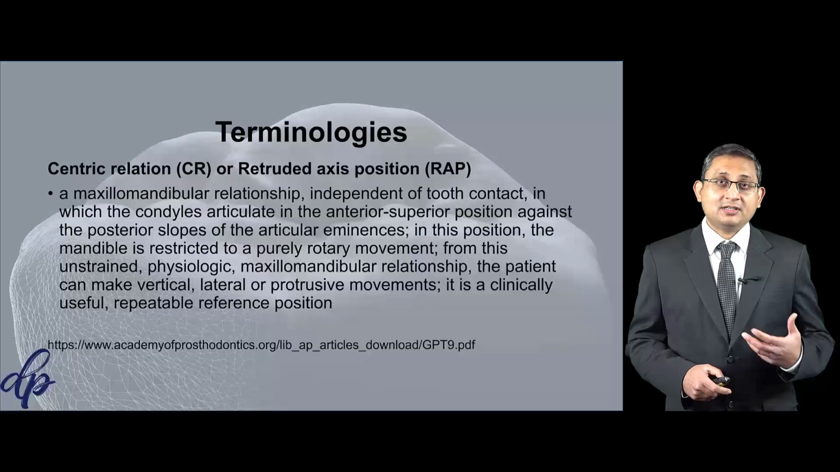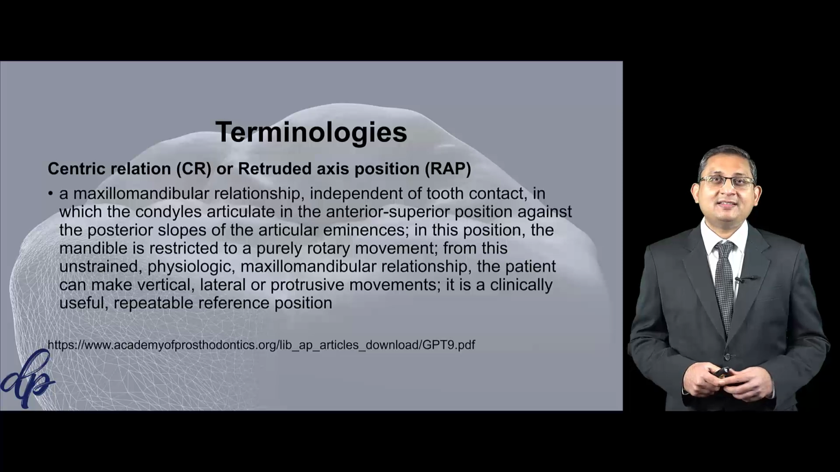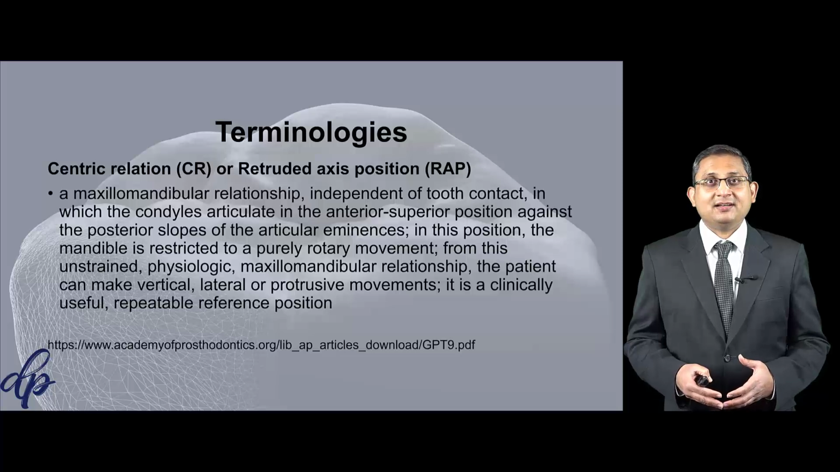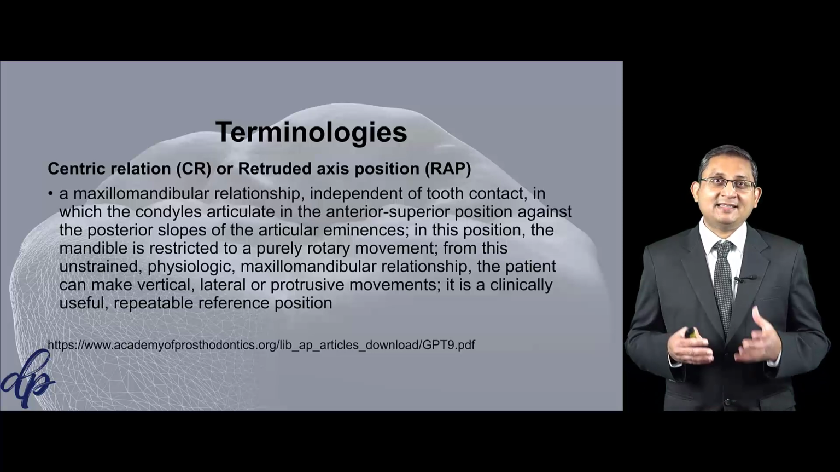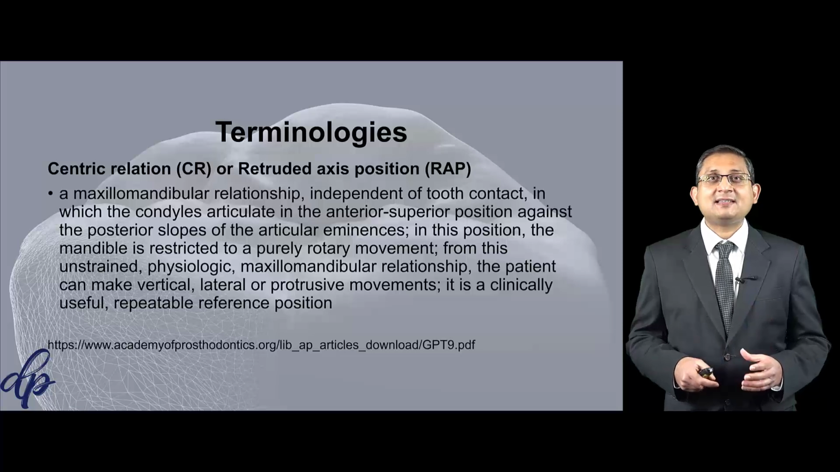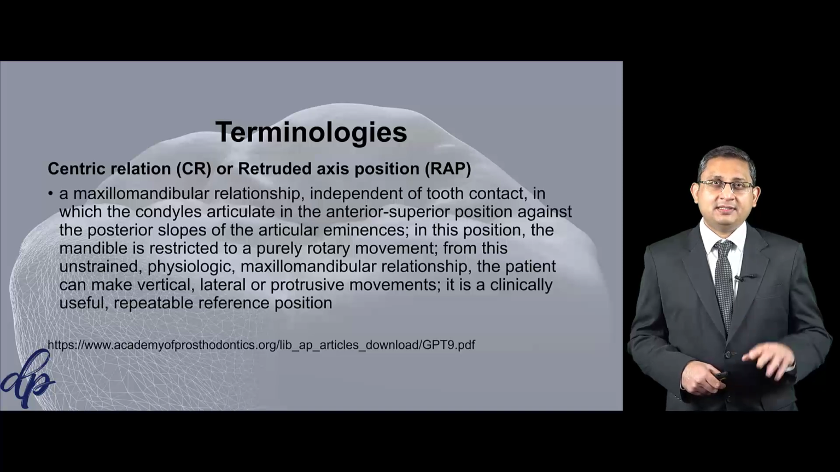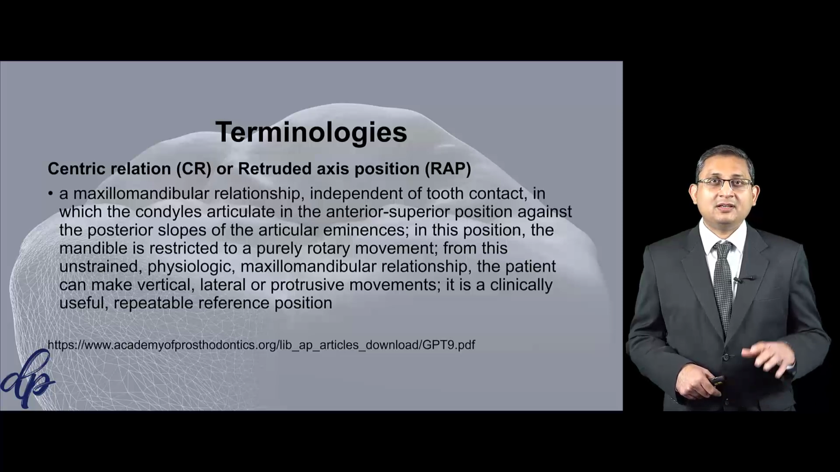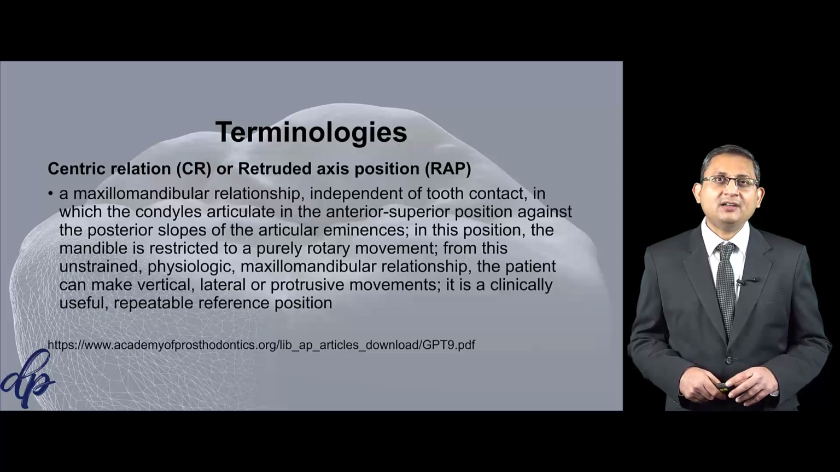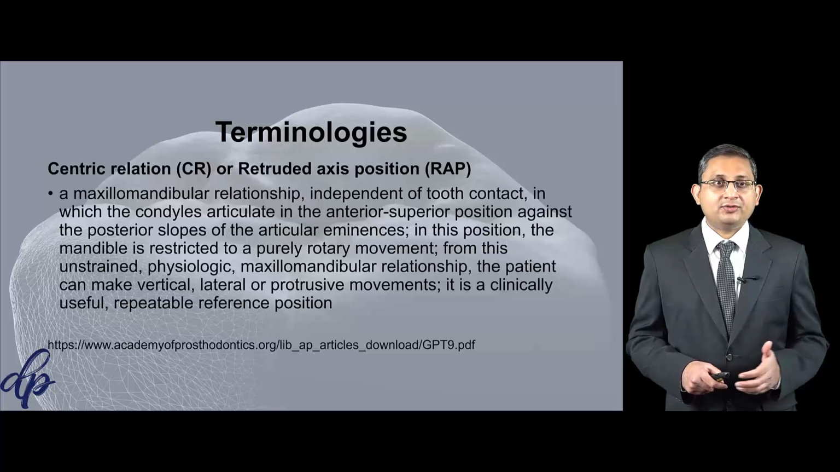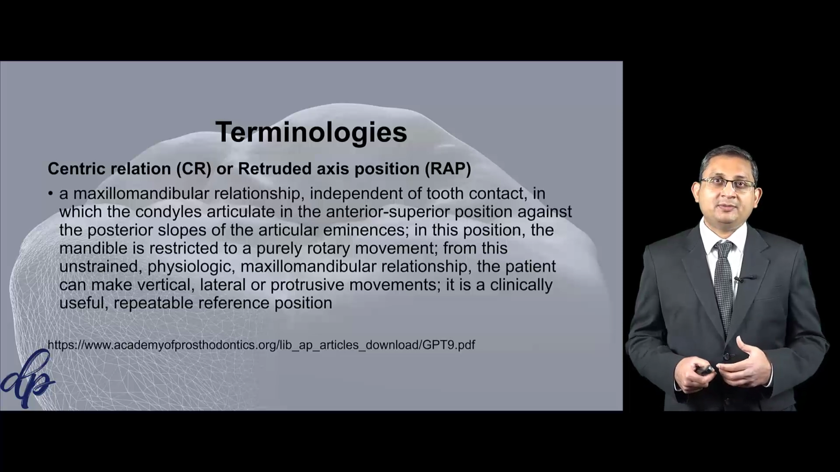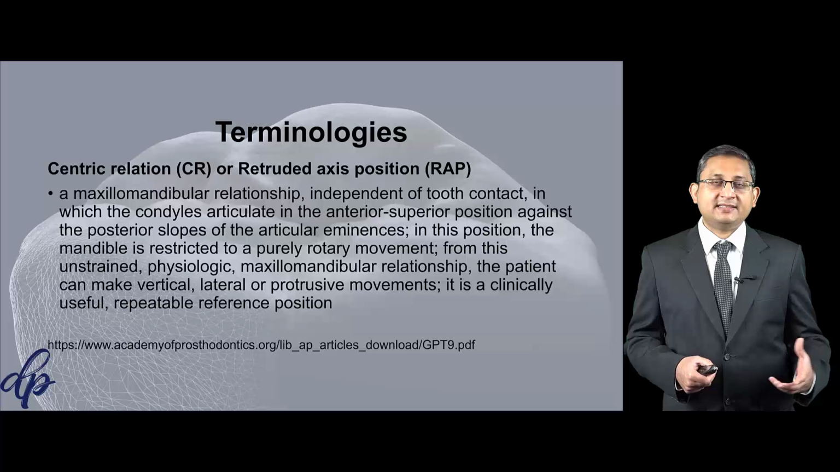One of the occlusion terminologies is centric relation, and this is a very controversial terminology because many people do not agree on the exact definition of CR. At one point we had around 7 different definitions of CR. However, this is one of the accepted definitions of CR, which is in the Glossary of Prosthodontic Terms. References are below. CR is also known as retruded axis position, or RAP. So if you're reading papers and a paper mentions RAP, it is the same thing as CR.